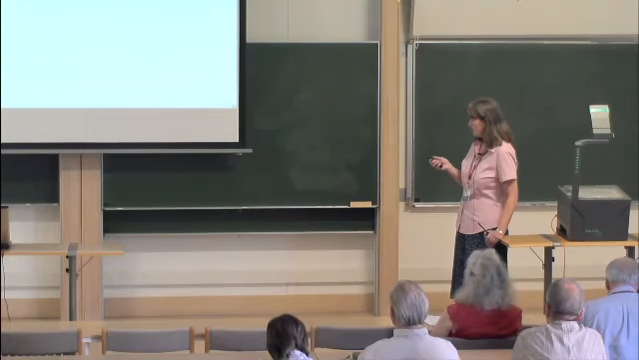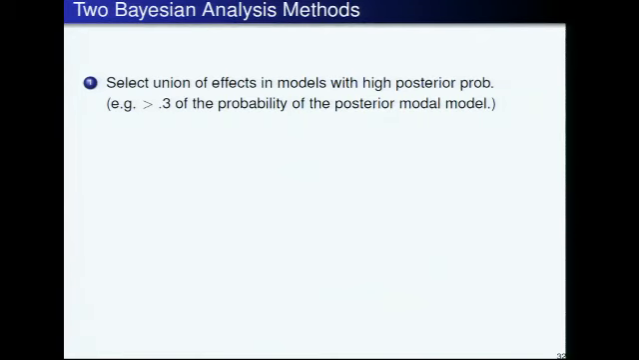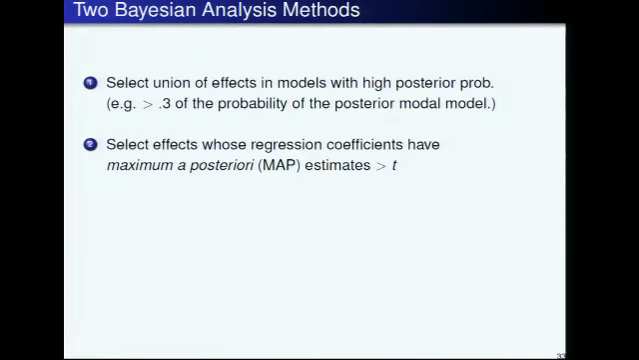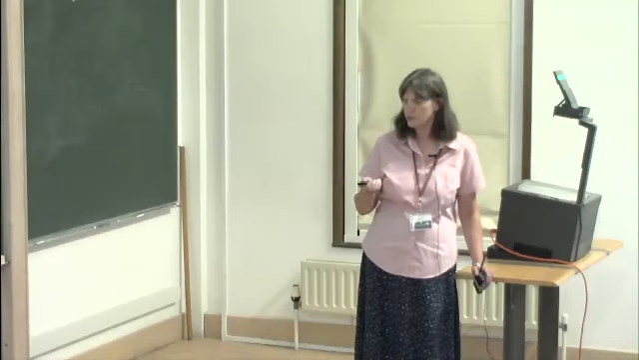The Bayesian analysis methods then were, you can select the union of effects in models with high posterior probability, select effects whose regression coefficients have maximum a posteriori estimates, and again, I'm sorry I don't have time to talk about what all these are. But again, they do have tuning parameters, and Dave in particular has spent a long time trying to tune the parameters in the prior distributions to get the methods to work as well as possible.